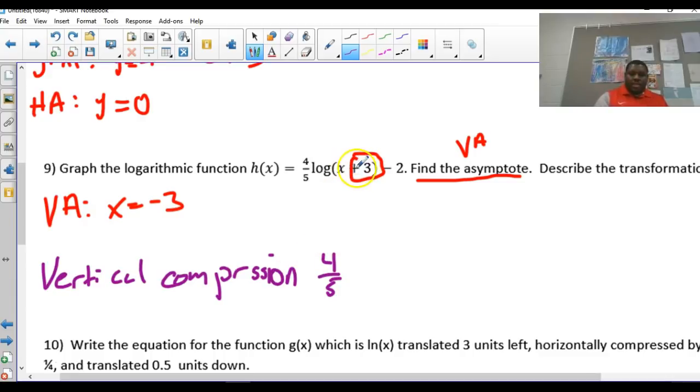We know that since this is plus 3, we go left 3. Left 3. And then -2 means down 2. All right, so there are our transformations on this one.